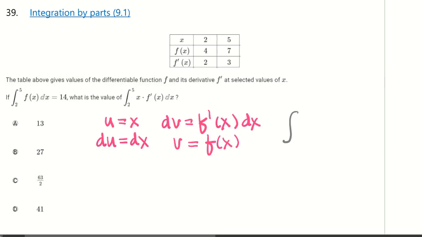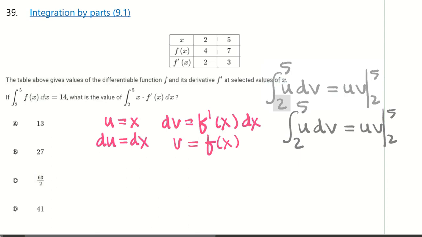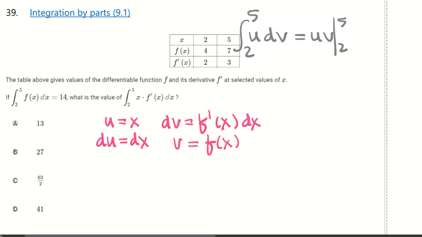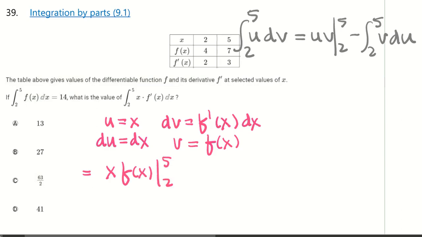Now, we know that the integral of u dv, or if it's the integral from 2 to 5 of u dv, that's going to be u times v from 2 to 5, minus the integral of v du from 2 to 5, but I'm just not going to have nearly enough room to write that. So we'll put that up here. And we'll go in and actually do that. This will be equal to u times v, so x f of x from 2 to 5, minus the integral from 2 to 5 of v du.